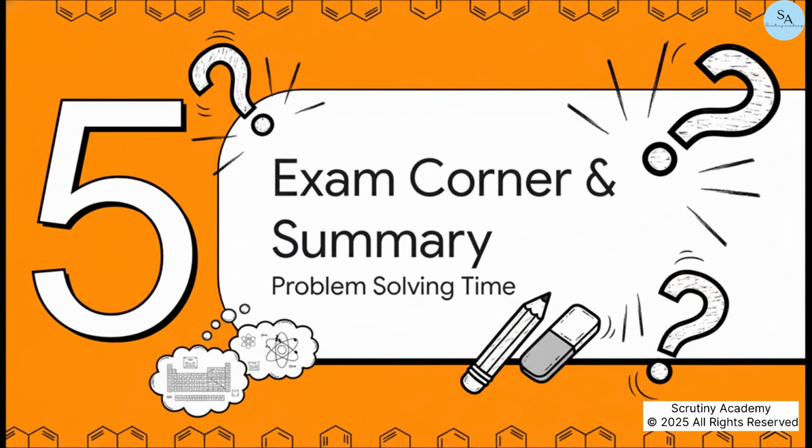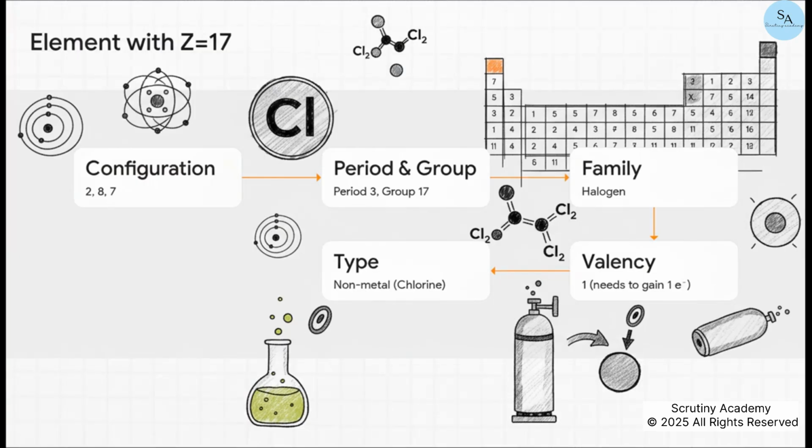Okay, so theory is great, but let's put all this knowledge into practice. We're going to walk through a typical exam question to see how it all comes together. Let's say your exam gives you this. An element has an atomic number of 17. What can we tell about it? Okay, step 1. Its electron configuration is 2, 8, 7. Right away, that tells us it has 3 shells, so it's in period 3. The outer shell has 7 electrons, so it's in group 17.